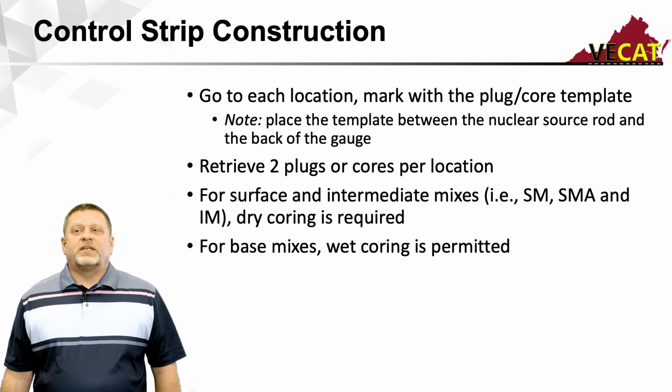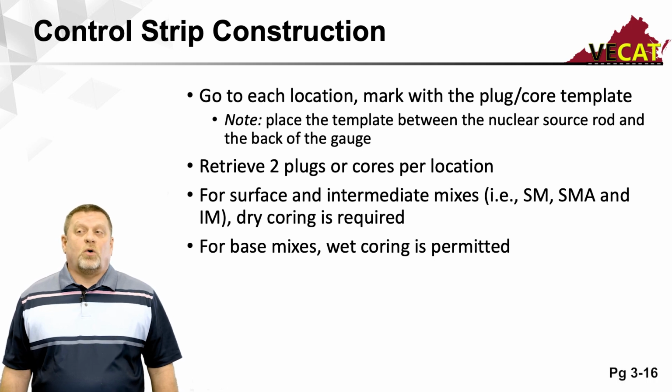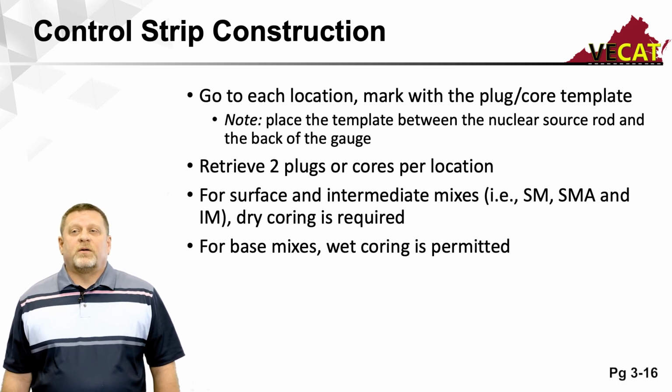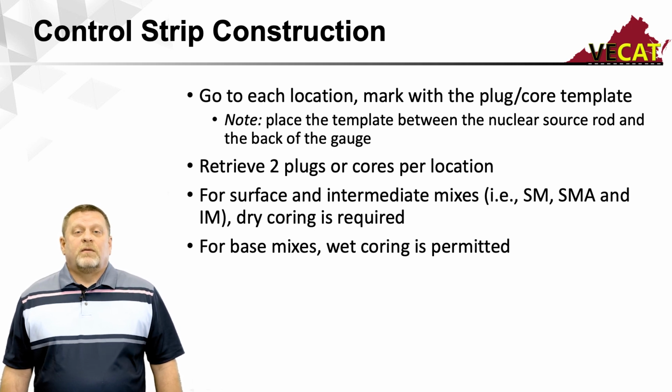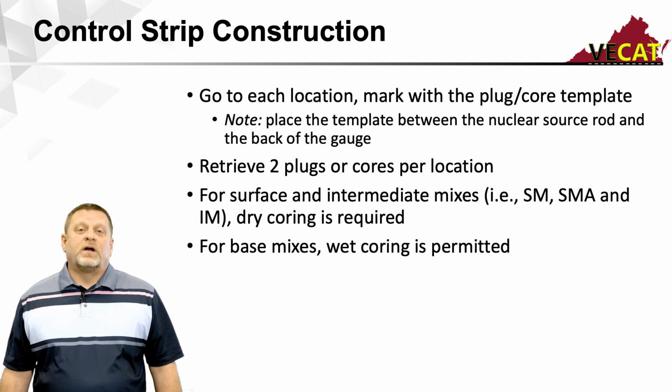We go to each location. We want to mark these plugs or cores. I'll show you some pictures of that here in a minute. And it's important when you're marking your plug or your core location that you make sure it's in the middle of the template area that you had marked out for your nuclear gauge to do its testing. Basically, you want to make sure the reading is between the source rod, which is in the front of the gauge, and the back of the thin lift nuclear gauge, which is where the density reading was actually taken, which is in the middle of the gauge area.